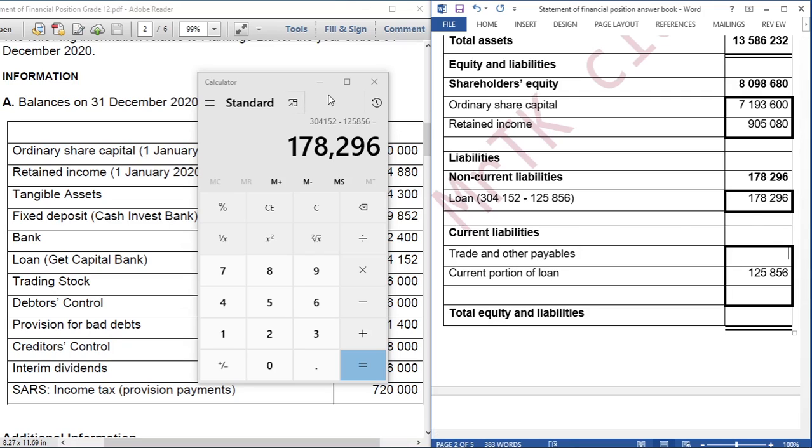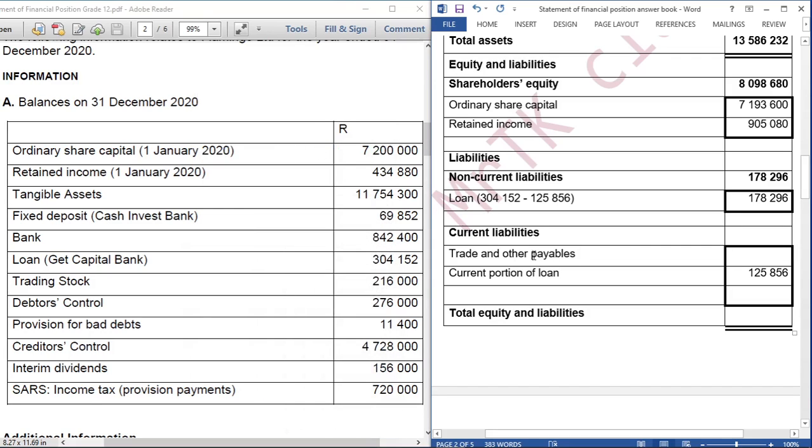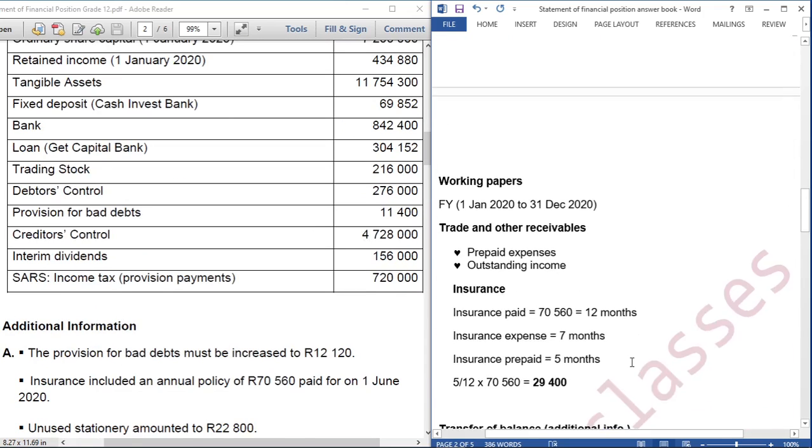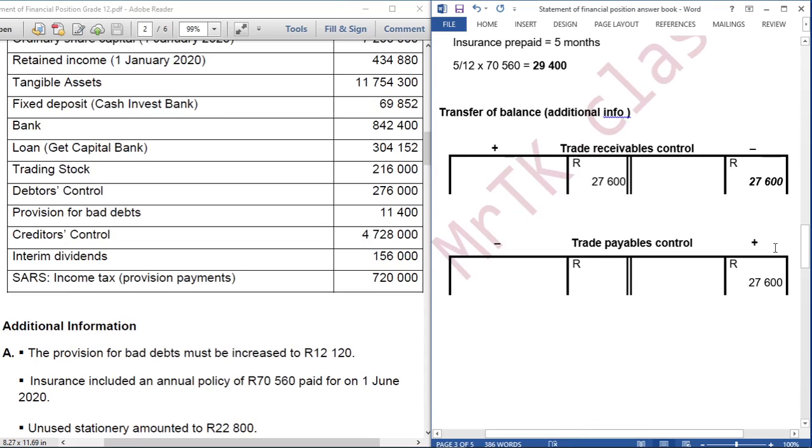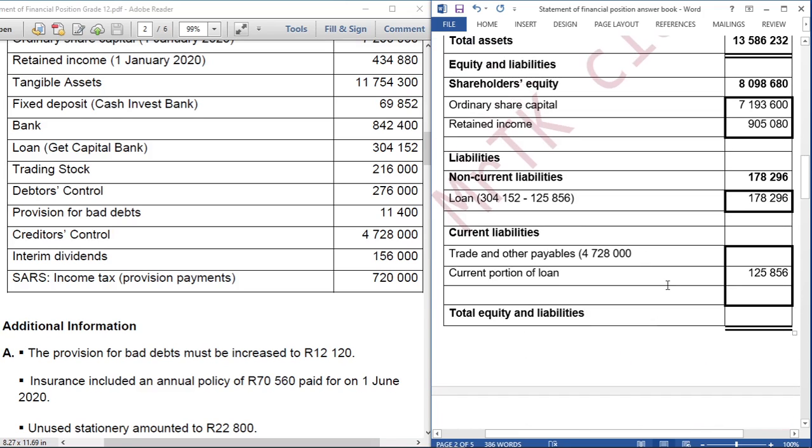Then we are now under trade and other payables. We are going to say creditors control. What is the amount? 4,728,000, right? Let us see if we have anything that we are adding or subtracting. Remember, we have this one, plus 27,600. We have already done this one, so the explanation, you already have it.